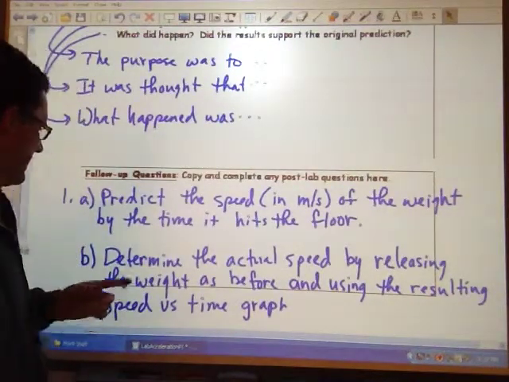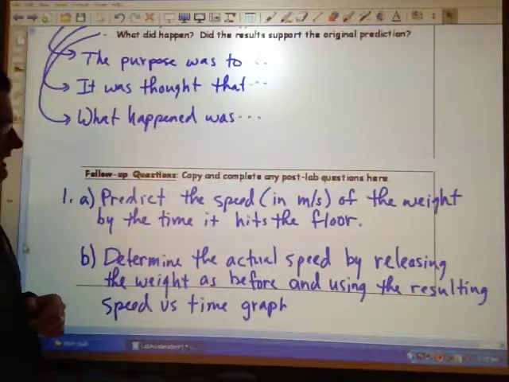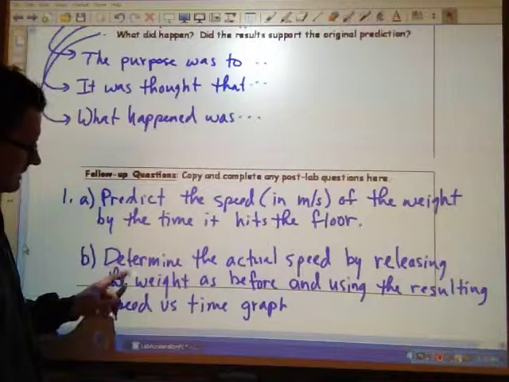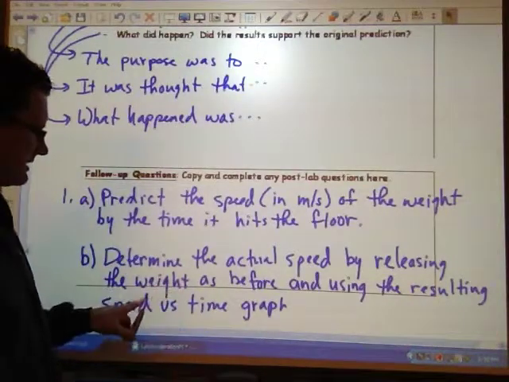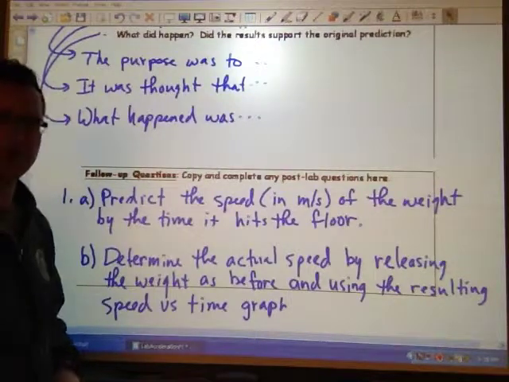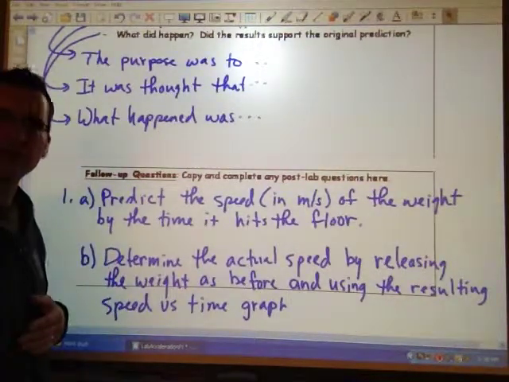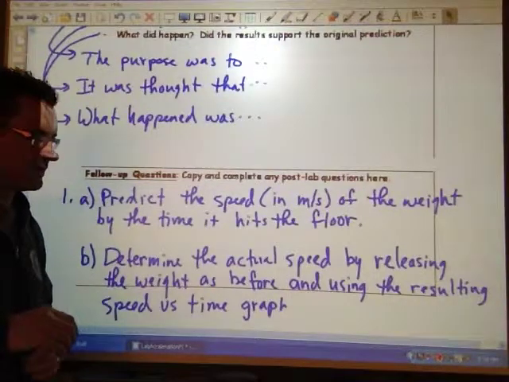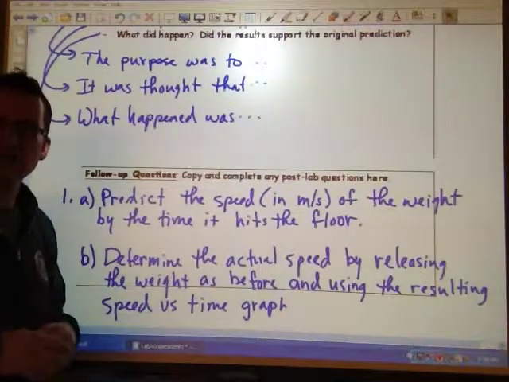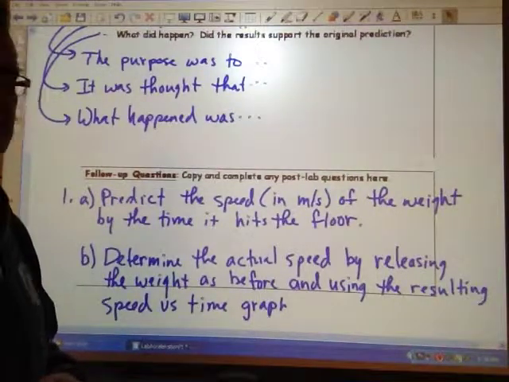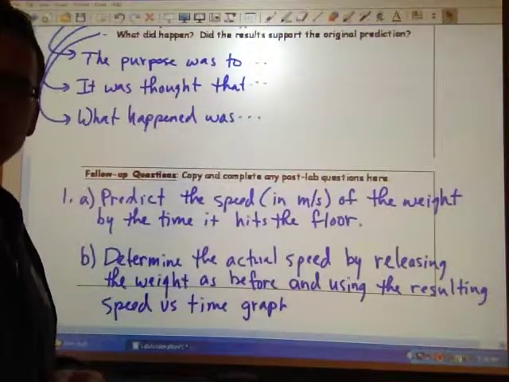Okay? And then B, determine the actual, so predict the speed first of all in meters per second, and then actually do it. Determine the actual speed by releasing the weight as before and using the resulting speed versus time graph. So the first part here, 1A, predict how many meters per second that weight is going by the time it hits the floor, and then B, actually figure it out and see exactly how close you are. So that's the first little activity you're doing there, the acceleration lab part 1.